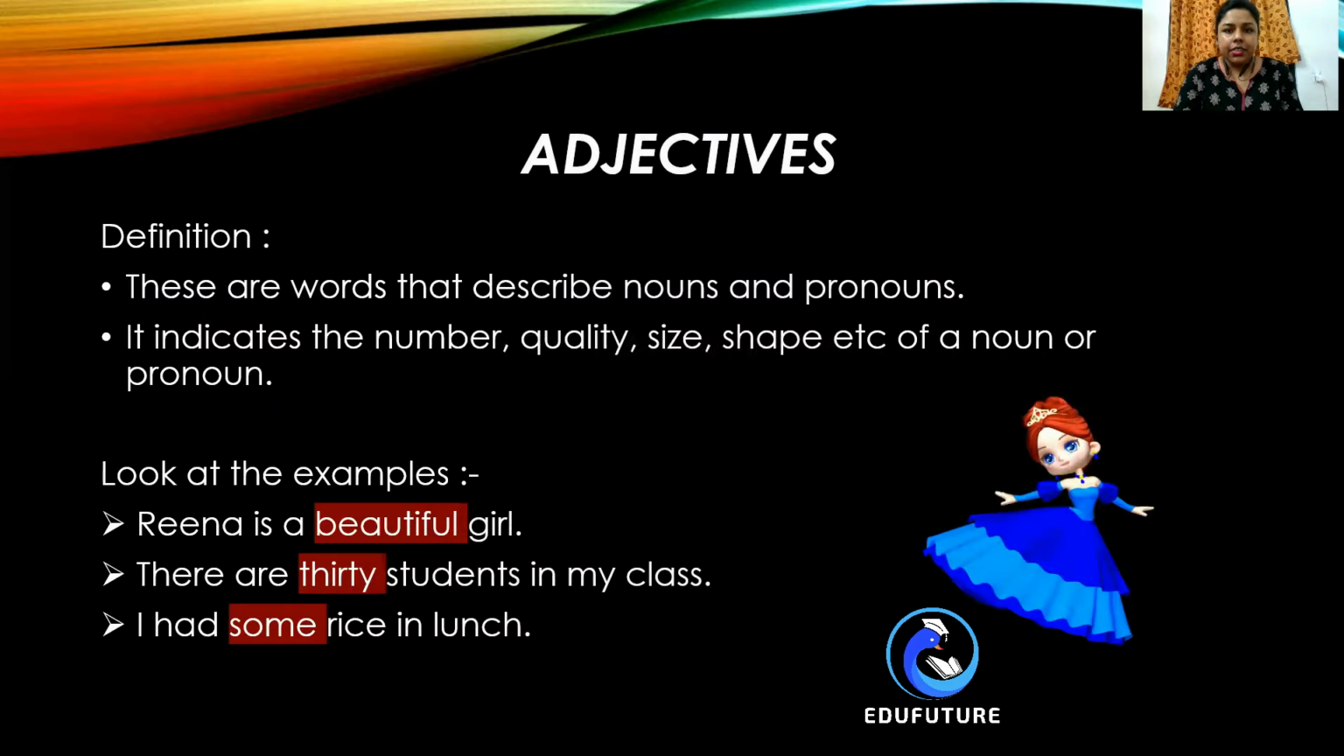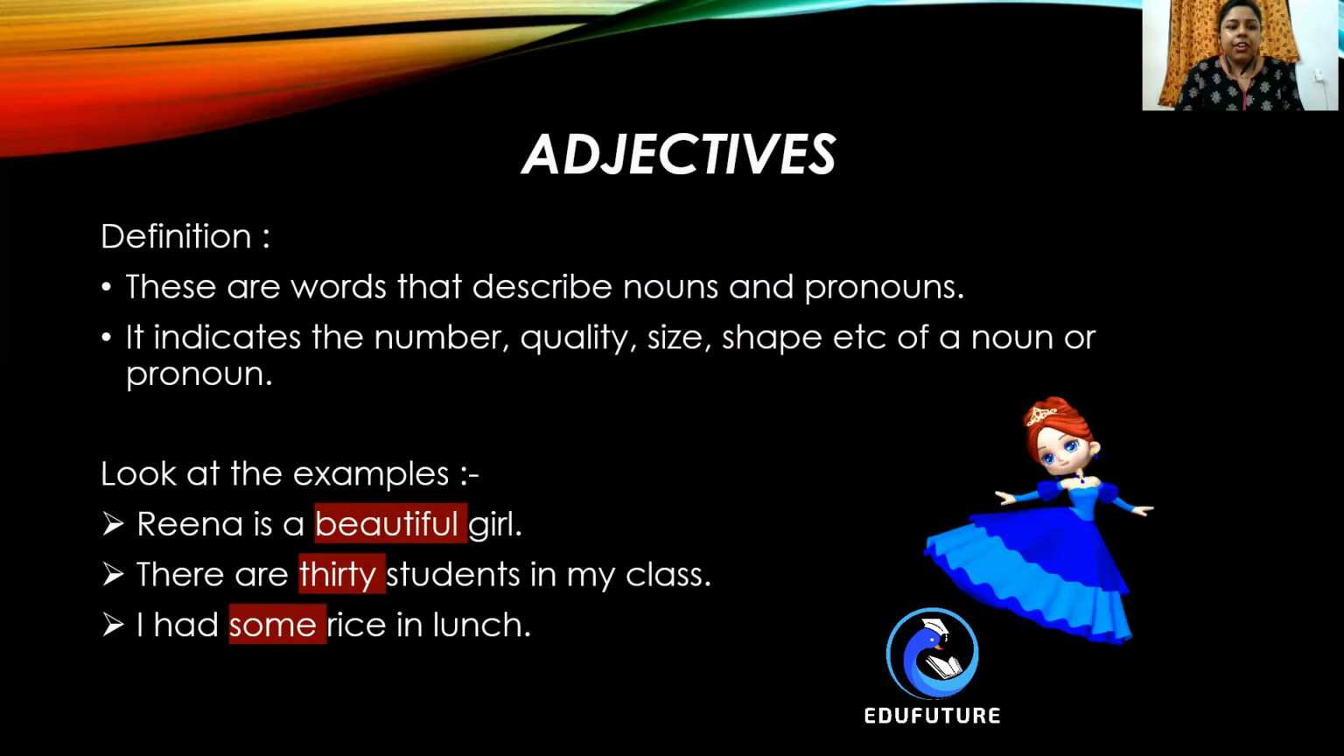See the second slide. What are adjectives? These are words that describe nouns and pronouns. That means these are describing words. Every day in our day-to-day life, we use certain words that describe the number, the quality, the size, the shape, etc. of a noun or a pronoun.